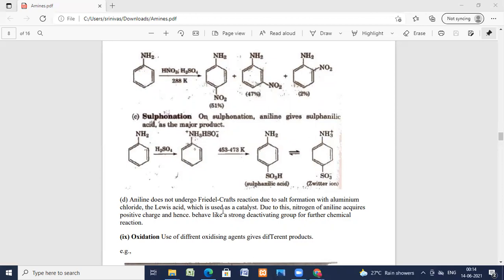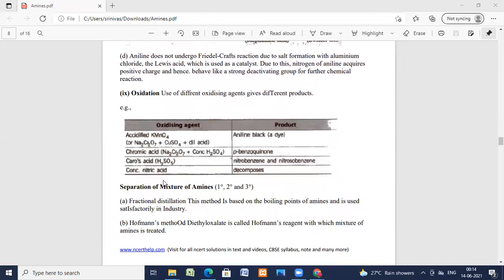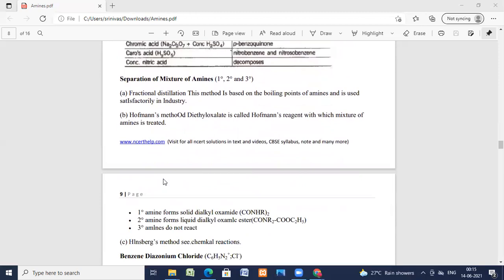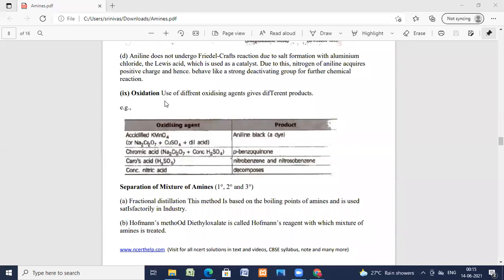The Lewis acid, which is used as the catalyst, is the reason the nitrogen of aniline acquires positive charge, and hence it behaves like a strong deactivating group for further chemical reaction. Now we'll see the oxidation reaction. Oxidation, using different oxidizing agents, different products will be formed.